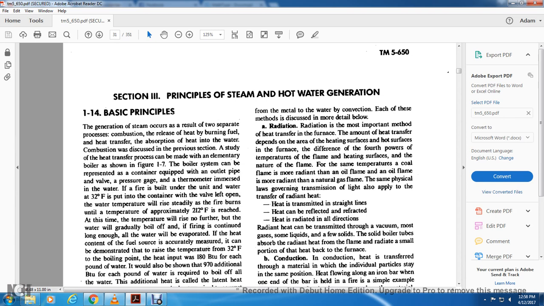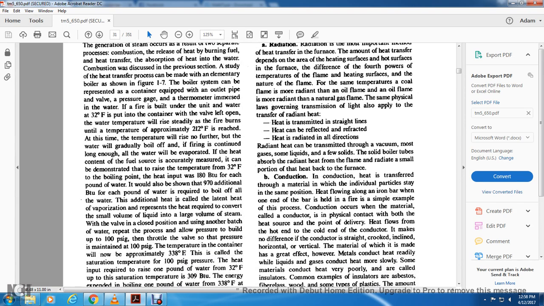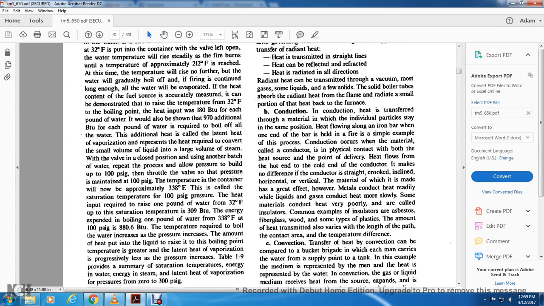The same physical laws governing the transmission of light also apply to radiant heat transfer. Heat is transmitted in straight lines. Heat can be reflected and refracted. Heat is radiated in all directions. Radiant heat can be transmitted through a vacuum. Most gases, some liquids, and few solids are transparent to it. The solid boiler tubes absorb the radiant heat from the flame and radiate a small portion of the heat back into the furnace.